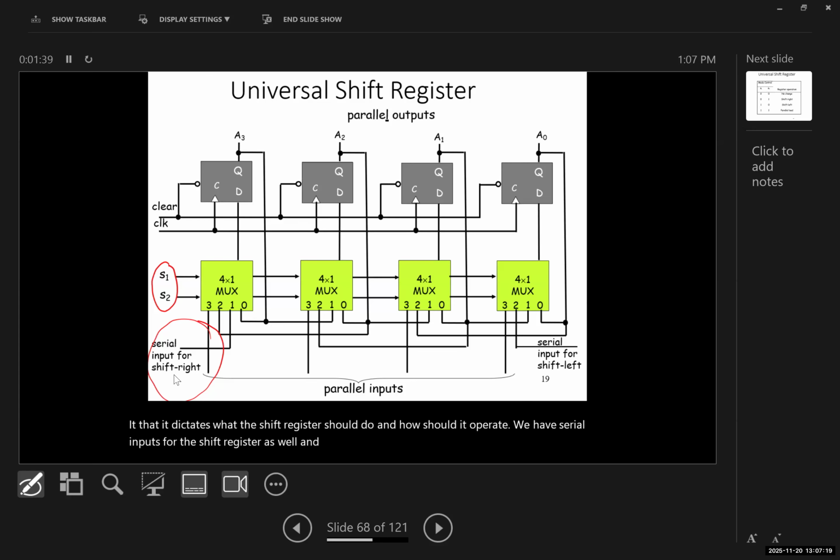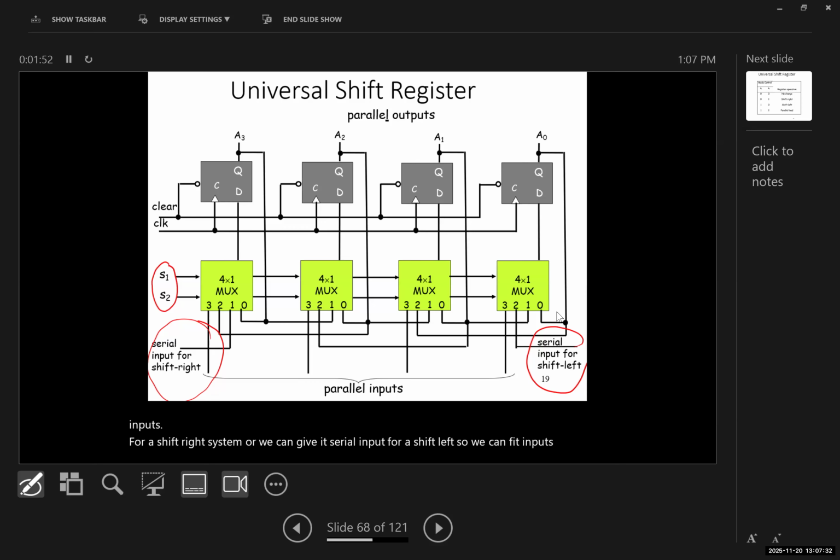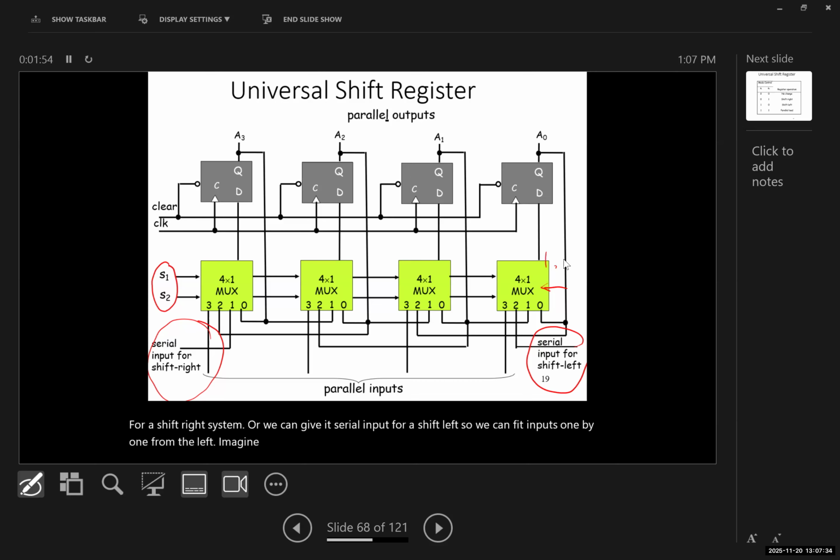So we can give it serial input for a shift right system, or we can give it serial input for a shift left. So we can feed inputs one by one from the left. Imagine we feed it like 1 and then 0 and then 1 and so on. Or we can feed it from the right, again 1, 0, 1, something like that. Or we can feed it the data all at the same time. If we have 4 bits in parallel, we can do all at once. Now we also have the parallel outputs that you can see on the top.